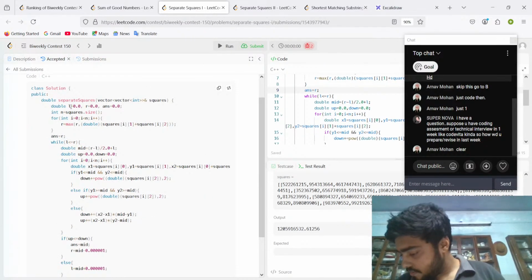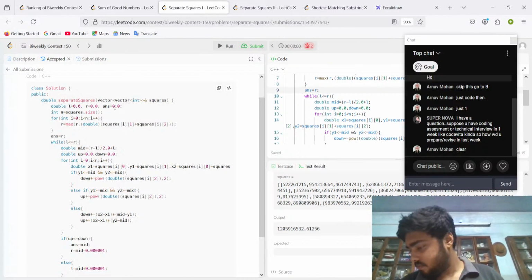L is equal to 0, R is equal to 0, answer is equal to 0.